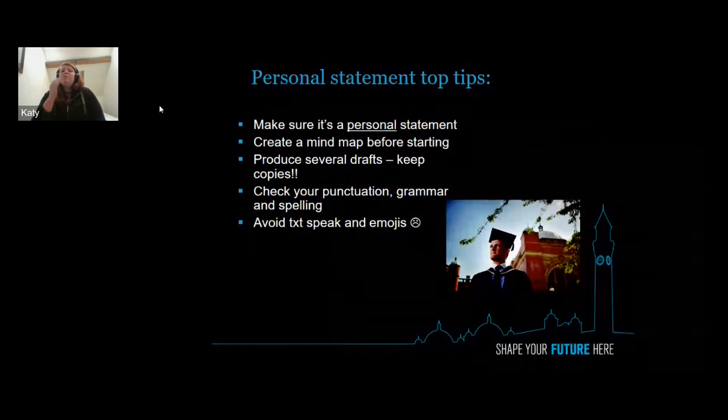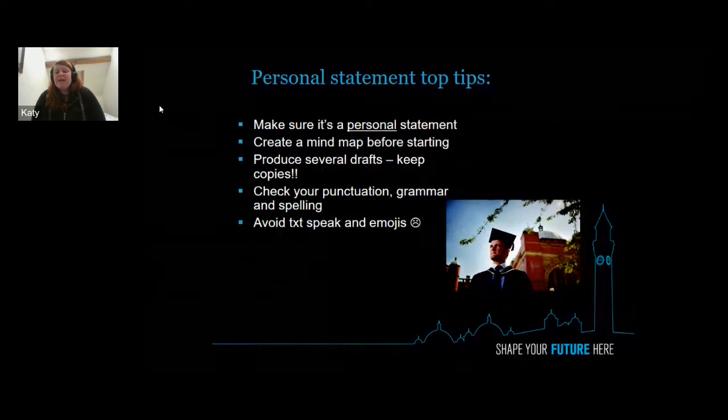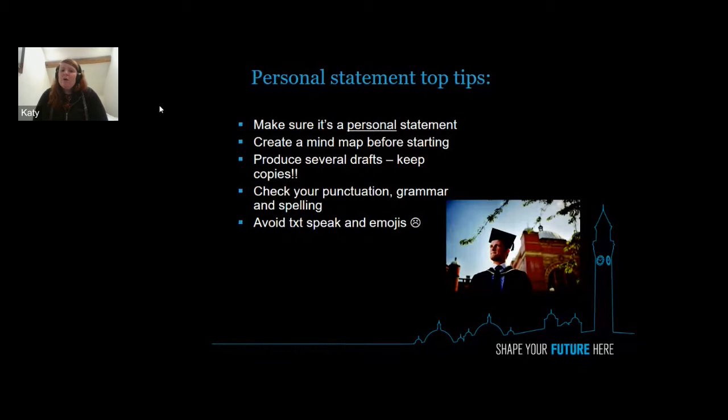Okay, so some top tips: make sure it's a personal statement. Sounds obvious, but as I mentioned before, don't copy from other people or something that you've seen online. Create a mind map, as I just mentioned, and produce several drafts and keep copies. Check your punctuation, grammar and spelling, and finally avoid text speak and emojis, and avoid that in emails as well.